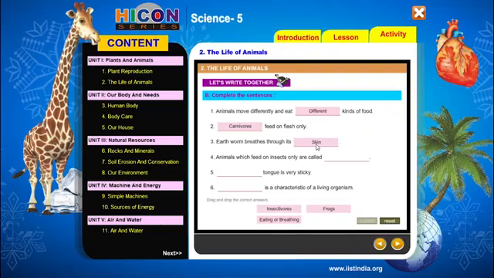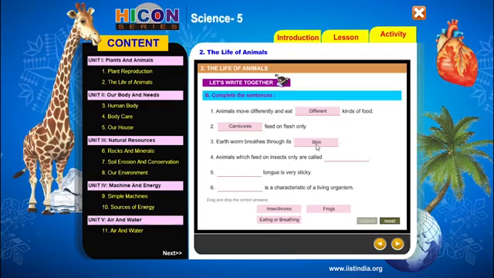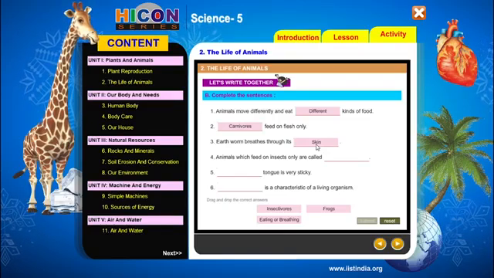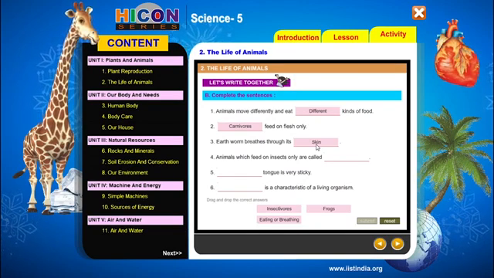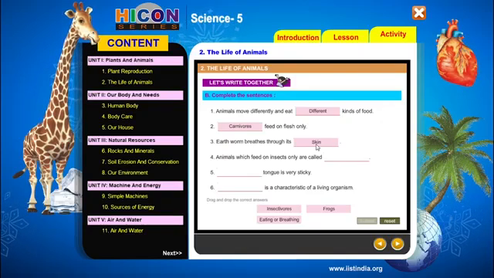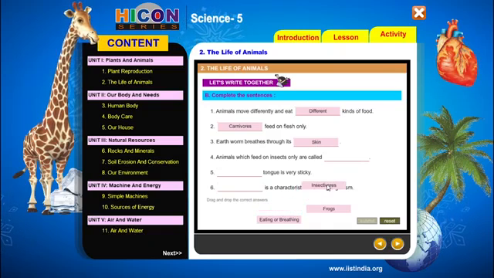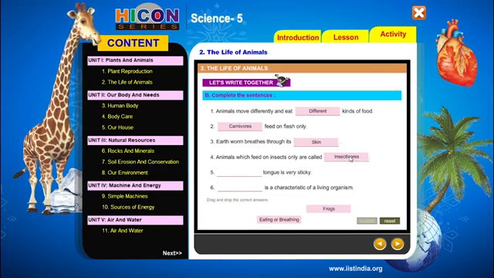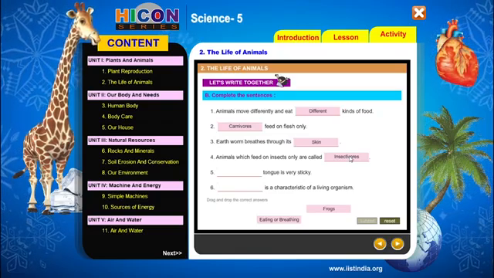Next, see the fourth sentence. Animals which feed on insect only are called dash. That means the animals which eat only insects are called dash. So, children, can you answer this question? So, what is the answer for this sentence? So, which animals eat insects? So, insectivores. So, the correct answer for the fourth sentence is insectivores. So, that means the animals which feed on insects only are called insectivores.